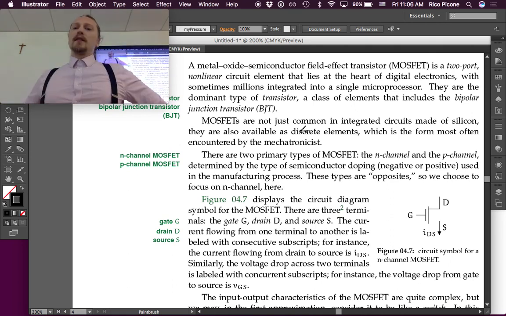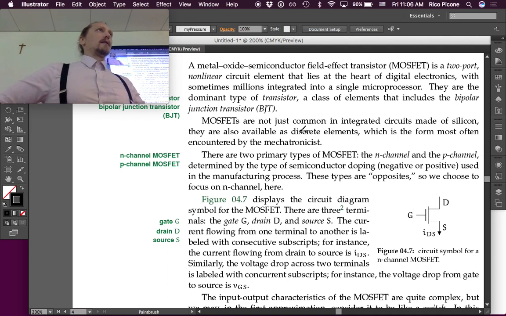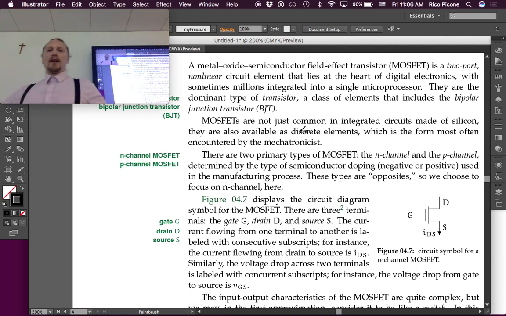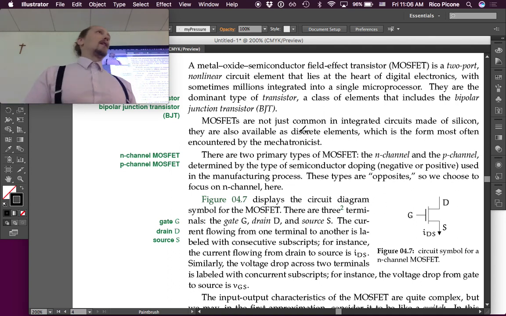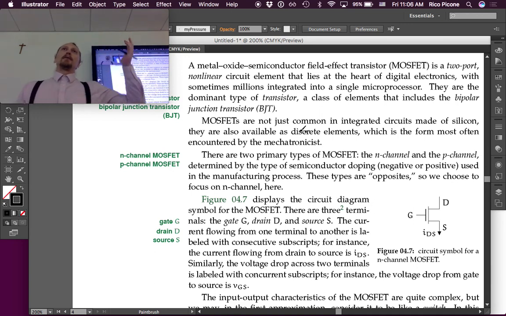type of semiconductor doping, negative or positive, N for negative, P for positive, used in the manufacturing process. These types are opposites, so we choose to focus on the N channel here. So we're just going to do N channel MOSFETs. P channel MOSFETs work the same but reverse. So if you understand the N channel, you can understand the P channel. You just have to flip-flop the wires, essentially.